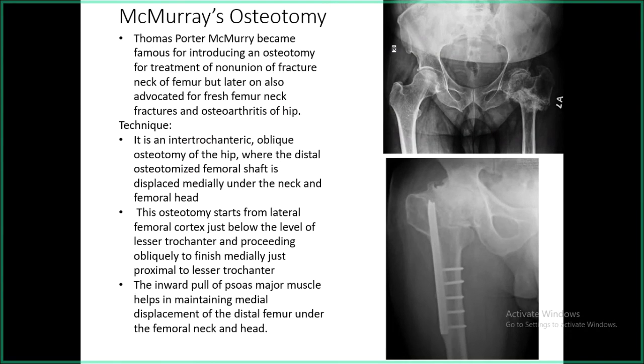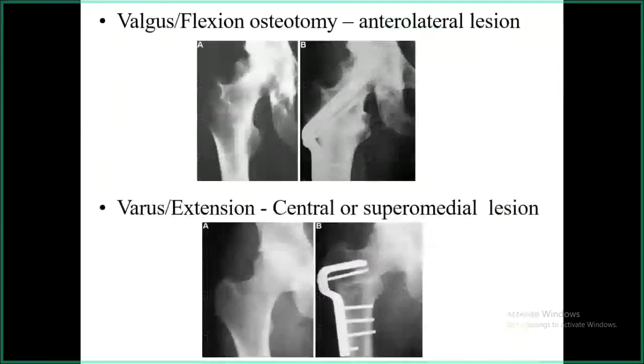This osteotomy starts from the lateral femoral cortex just below the level of the lesser trochanter and proceeds obliquely to finish medially just proximal to the lesser trochanter. The inward pull of the psoas major muscle helps in maintaining the medial displacement of the distal femur under the femoral neck and head. Again, valgus osteotomy is for anterolateral lesions and varus osteotomy for central or supromedial lesions in the younger age group.